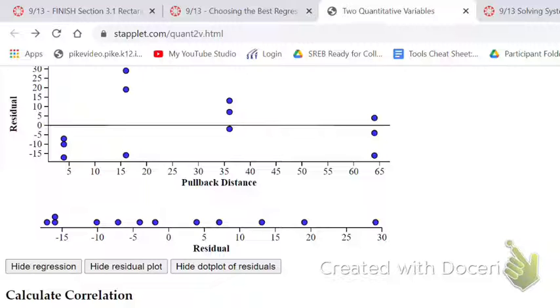Our R squared value for this is 0.674. What did we do to all those inputs again? Squared them. So here, instead of just this being pullback distance or x, that's pullback distance squared. We had x squared when we ran it this time.